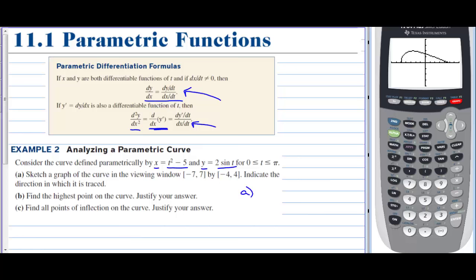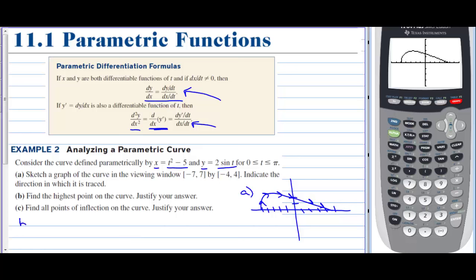So here's A, here's the little sketch. 1, 2, 3, 4, 5, 1, 2, 3, 4, 5. And the graph is crossing the y-axis somewhere between 1 and 2. So maybe we're doing something like that right there. And then it says indicate the direction in which it is traced. So the graph went from left to right.